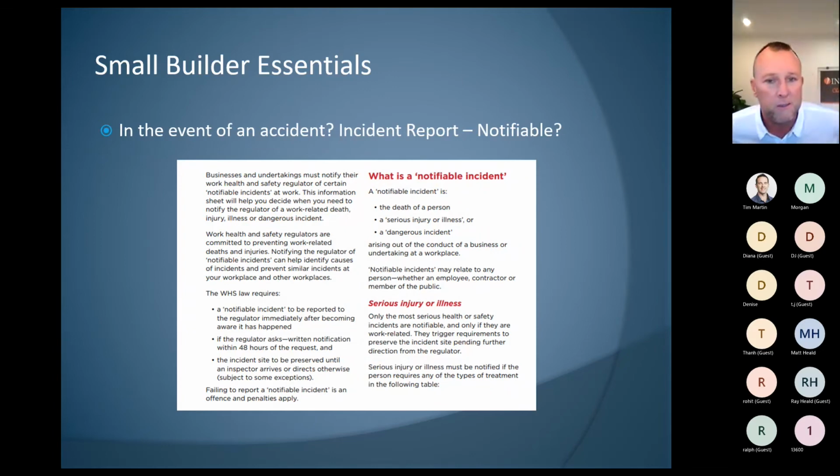If there is an accident, there's a good chance that it might very well be notifiable. So on this slide here, you can see a notifiable incident is the death of a person, serious injury or illness, or a dangerous incident. So that supervisor section has a place where you can write up the details of an accident and notify the relevant authority if something like that happens. So again, that's a minimum standard that you would need to meet as a builder if there was, God forbid, an accident or a death on your site.